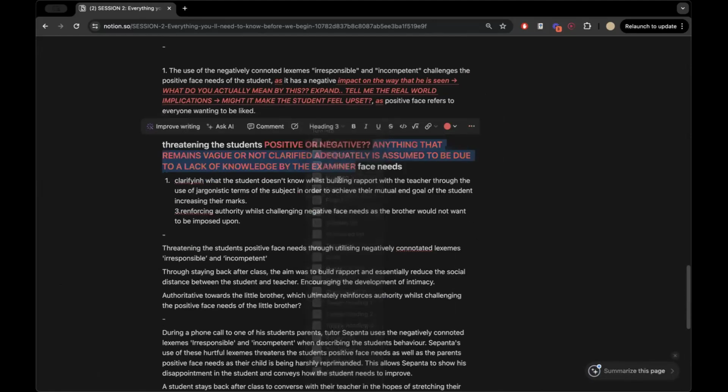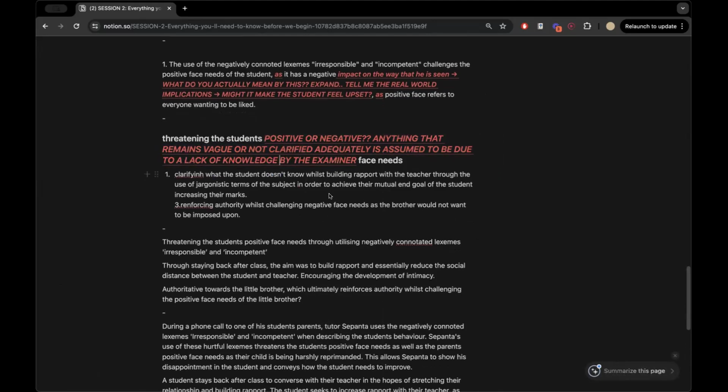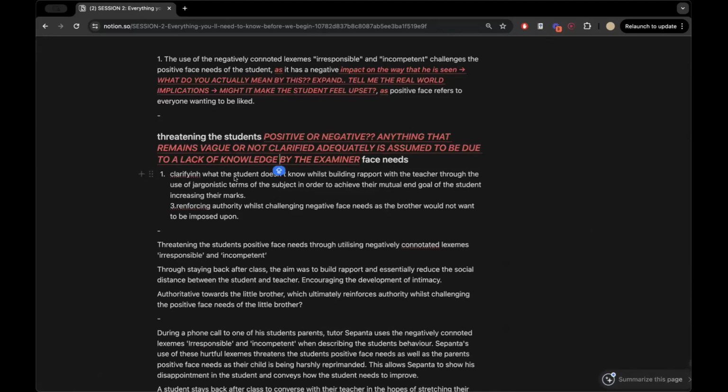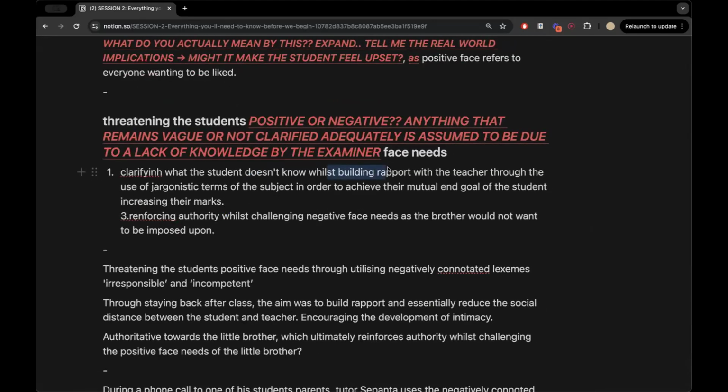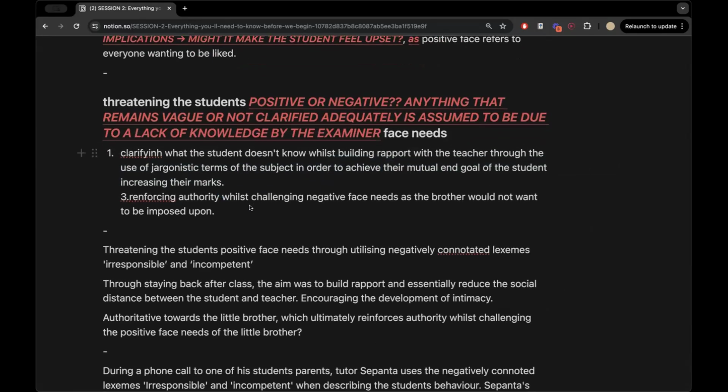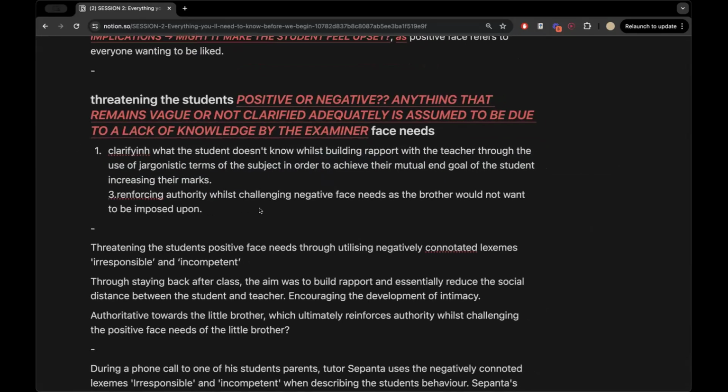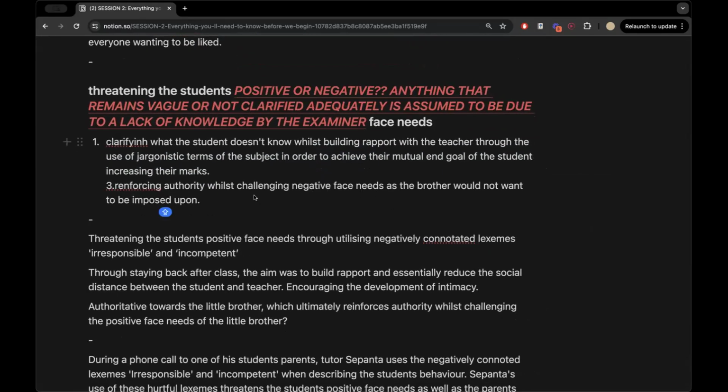Hold on, let's make it heading 3. Let's make that big. I want this to be proper, everyone to be able to see that. Big writing. So clarifying what the student doesn't know whilst building rapport with the teacher through the use of jargonistic terms, mutual end goal of student increasing their mark. Sure. Reinforcing authority whilst challenging negative face needs.